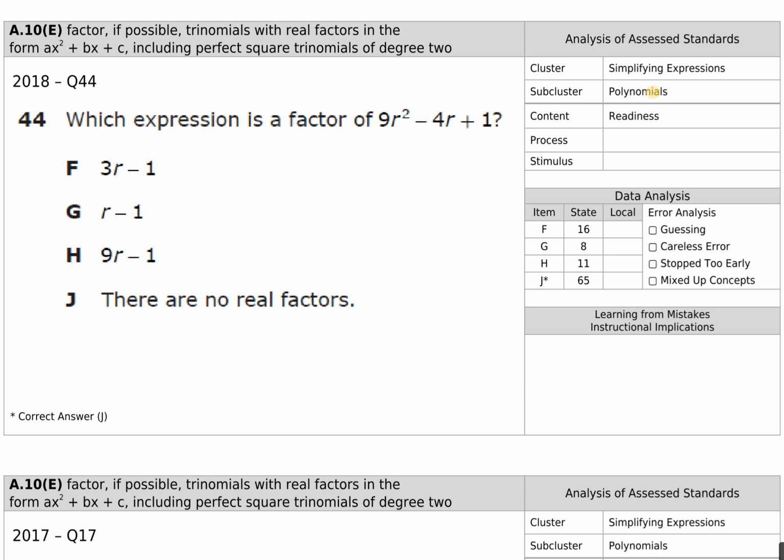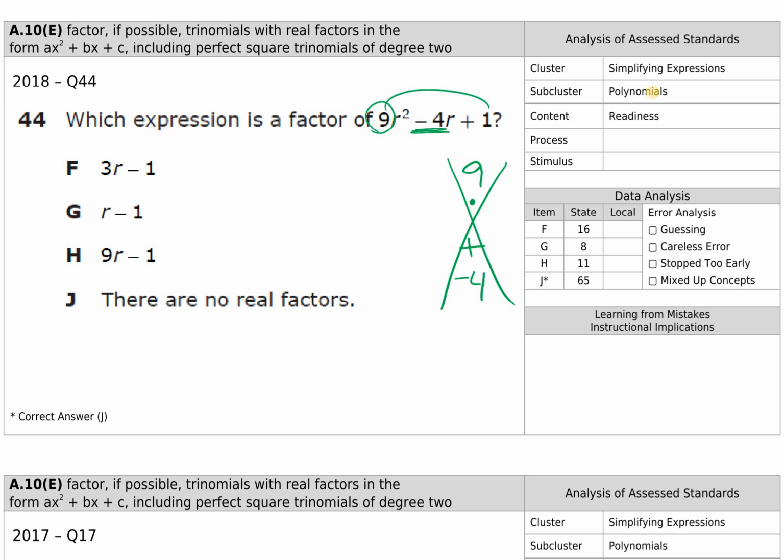However, it's not as hard because when we distribute, we're not going to get a giant number like 420. Let's go ahead and do our x factor. 9 times 1 is 9. The middle number, negative 4, goes at the bottom. What two numbers multiply to give us 9 and add to give us negative 4?